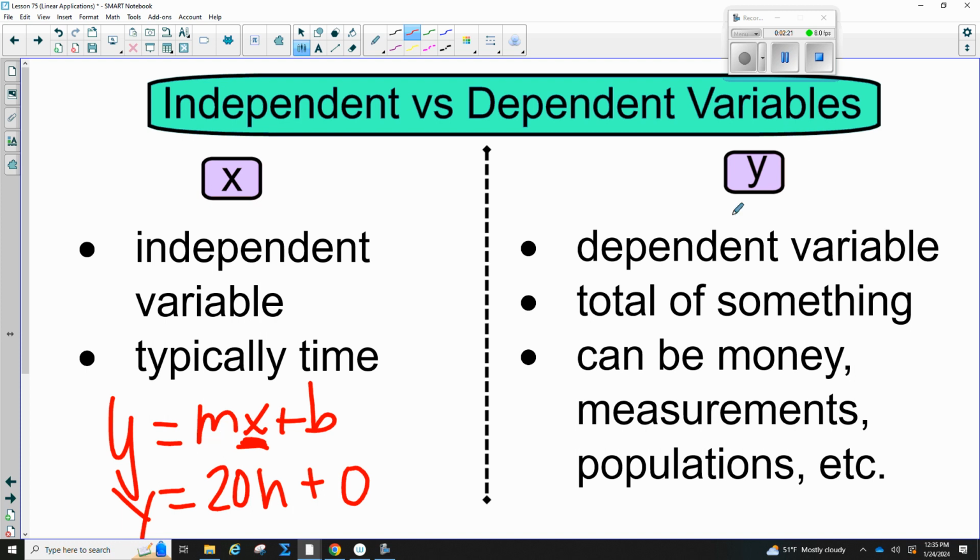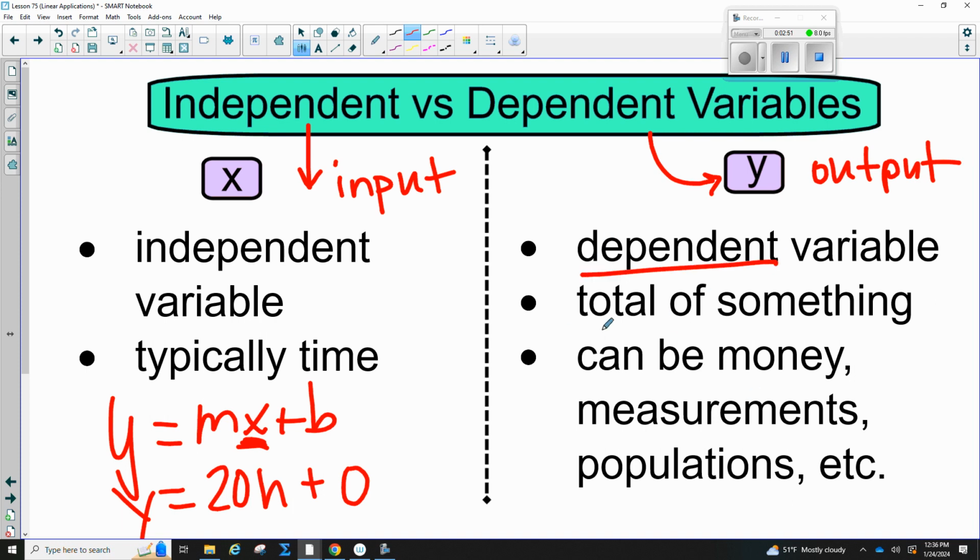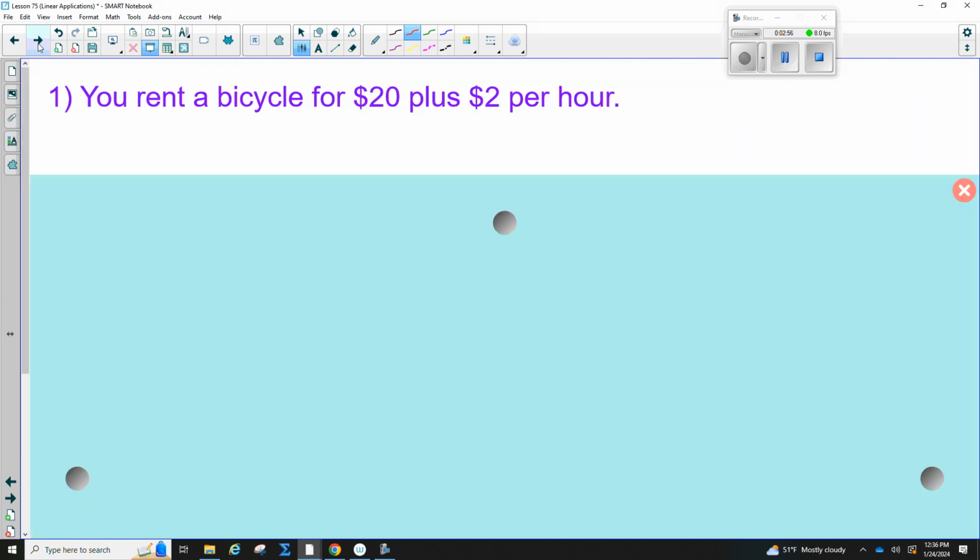So the y is dependent on the x. The output is the dependent variable. Another way to say it: independent is the input, and dependent, or the y, is the output. So if you worked for 2 hours, 2 is your input, 40 is your output. You just made 40 bucks. That is your output. The dependent variable could be the total of something, like total money, measurements, populations. There are lots of things we measure with linear equations.